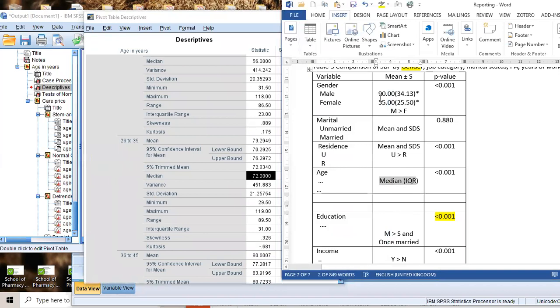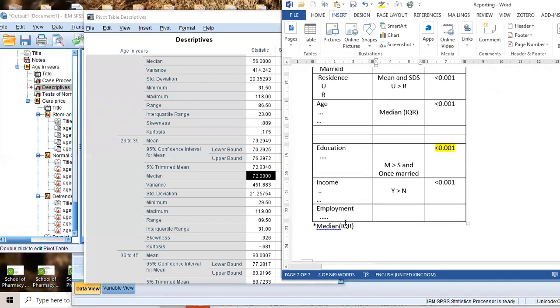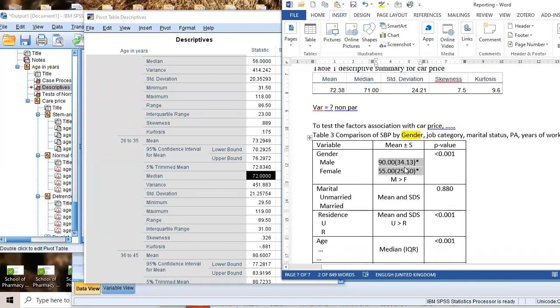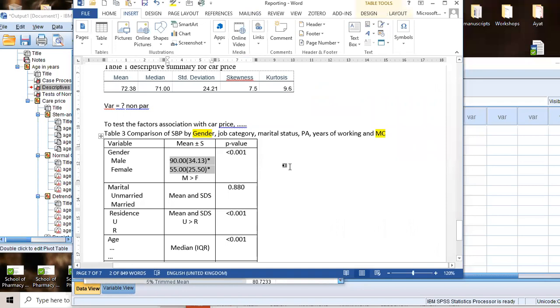Whenever you report the variance like this, I put a mean plus or minus standard deviation. But otherwise, I report here median and IQR. I know you're doing this non-parametric test, the variance is not equal. Now, that's all I asked.